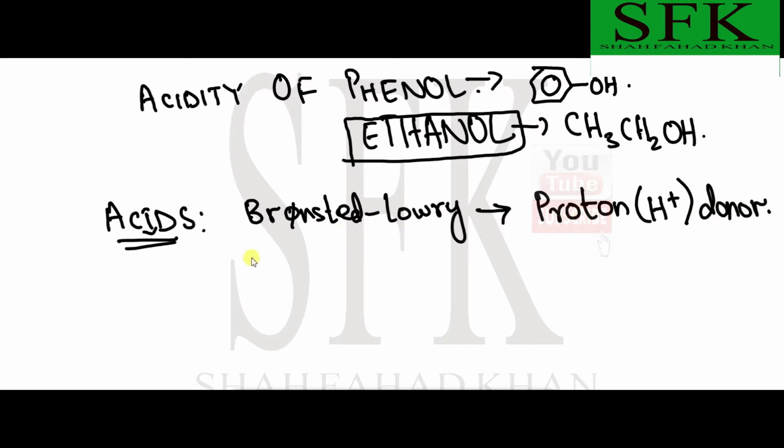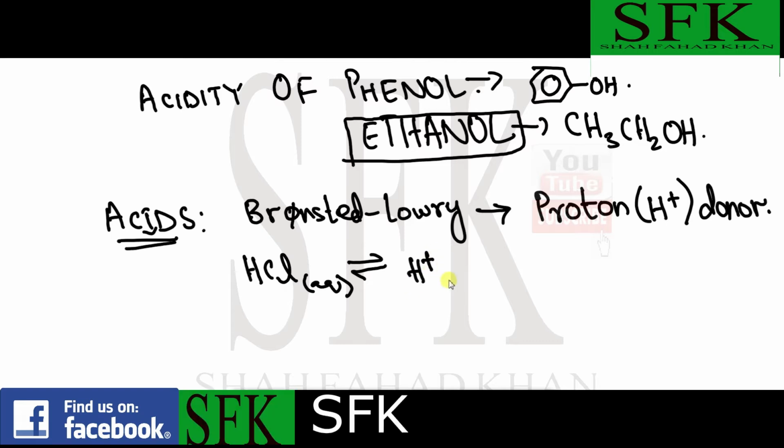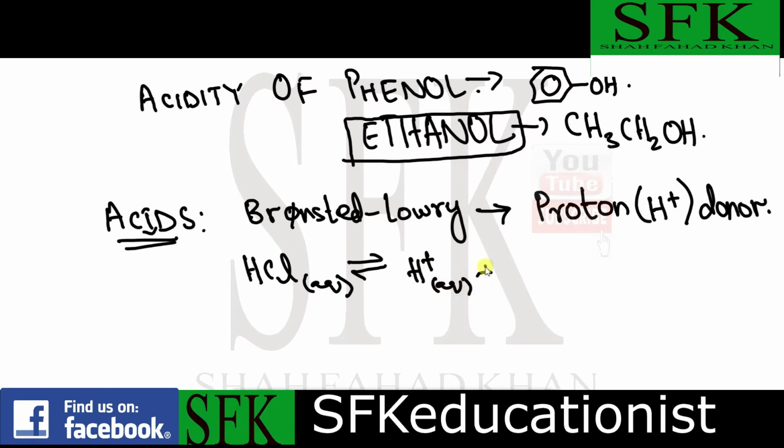So if I have HCl in aqueous solution, the HCl dissociates to donate its proton, H positive ion aqueous, and the Cl negative ion aqueous. So it has basically donated its H positive ion. So this is a Bronsted-Lowry acid.